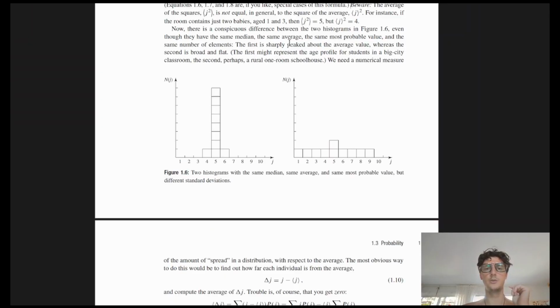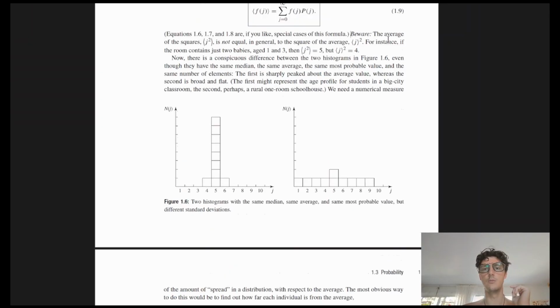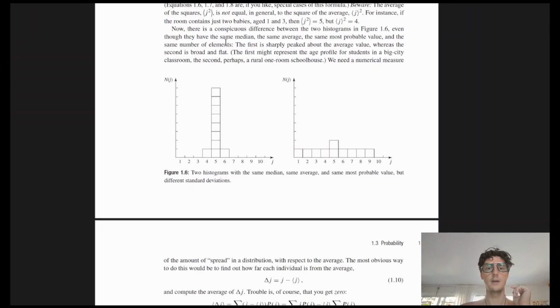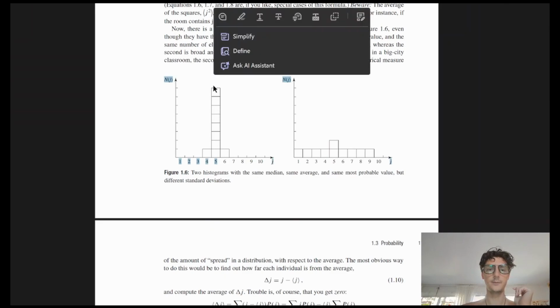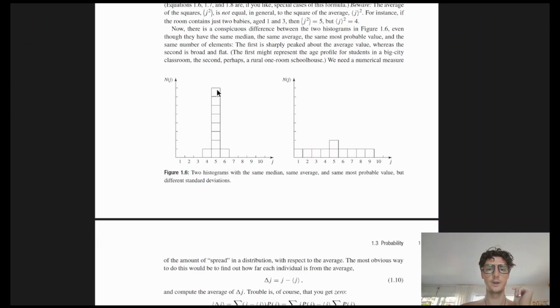Now there's a conspicuous difference between the two histograms in figure 1.6, this one here. Even though they have the same median, the same average, the same most probable value, and the same number of elements, the first is sharply peaked about the average value, whereas the second is broad and flat. So they're talking about this thing right here. You can see right here, the distribution is very sharp. Well, here it is more flattened, but they do have a lot of similar qualities about themselves. The first might represent an age profile for students in a big city classroom. The second, perhaps, a rural one-room schoolhouse.